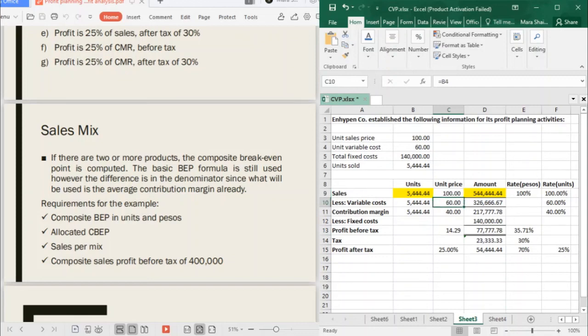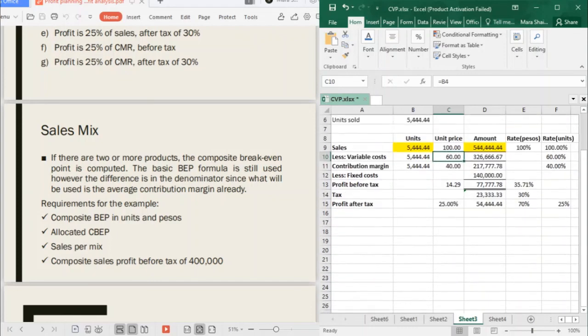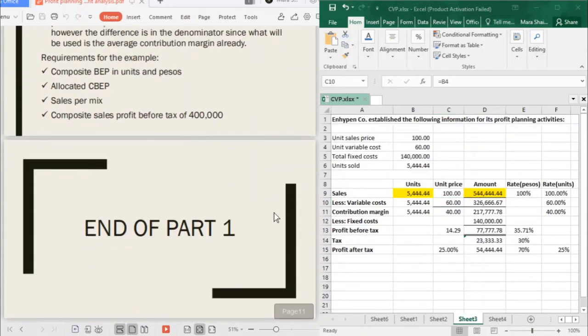All you need to analyze is the relationship of sales to variable cost. If sales increase, what happens to your variable cost, your contribution margin, your fixed cost, and your profit? If there is a change in your contribution margin, what are the effects? So you should know the relationship, and know where to look and how to get it. So that is the end of part 1.